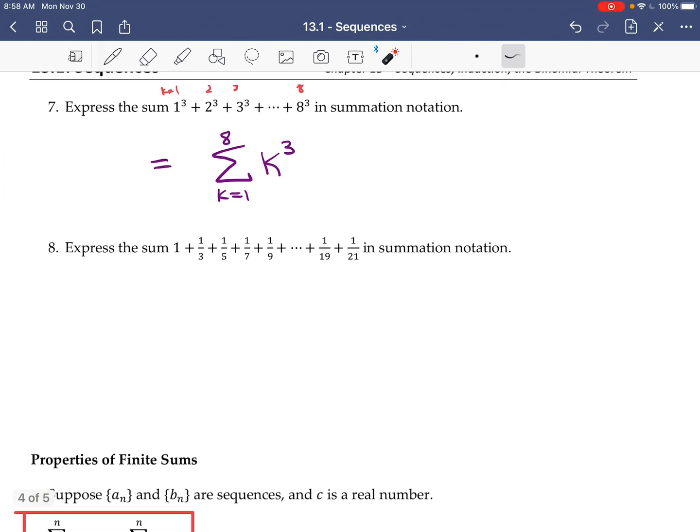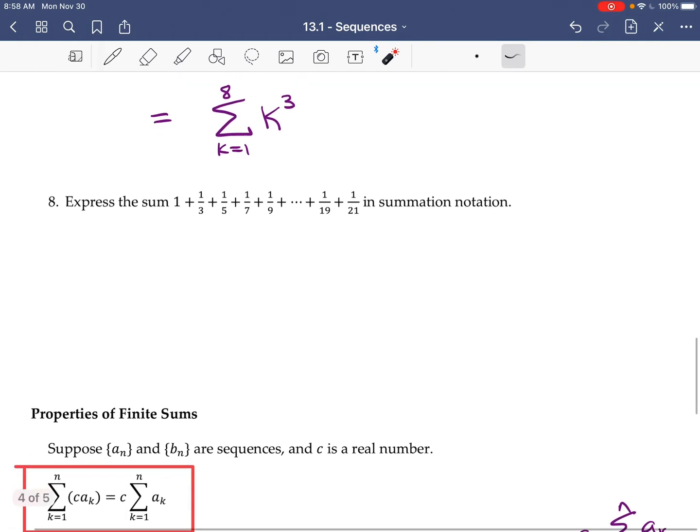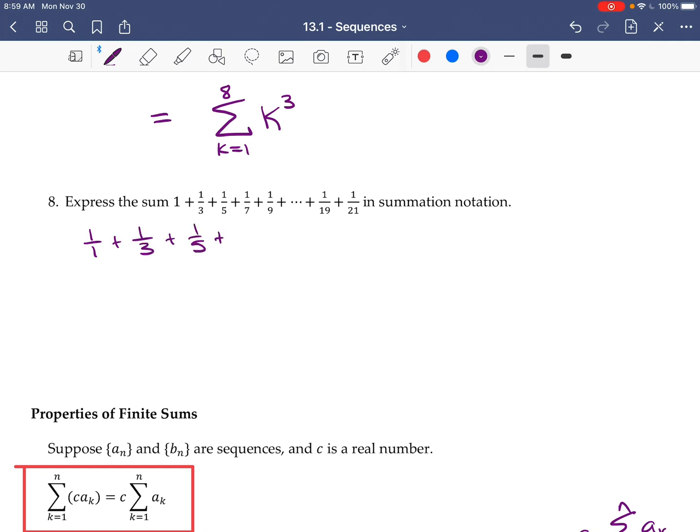So here's another example. So here we want to try to write this using summation notation. Okay, so I'm going to rewrite, so that they all look the same, the number 1, I'm going to write as 1 over 1. Okay, so this is what my sequence or my sum looks like. Now, you might notice that the bottoms are consecutive odd numbers.